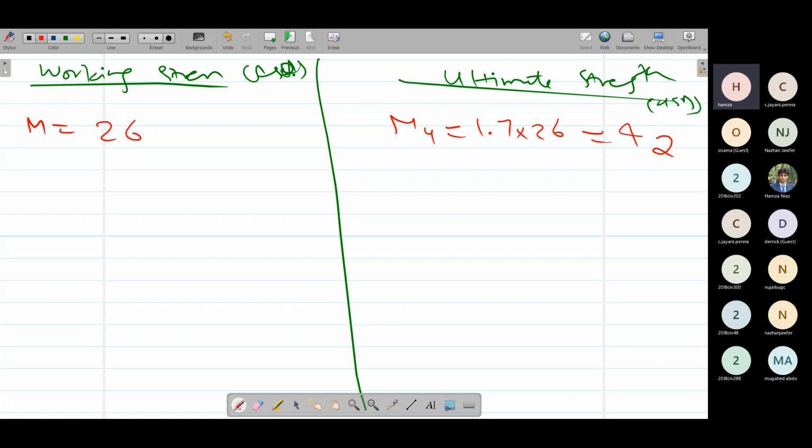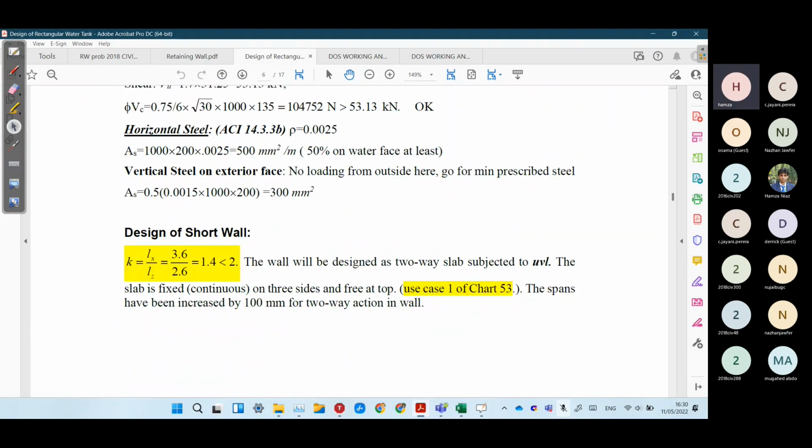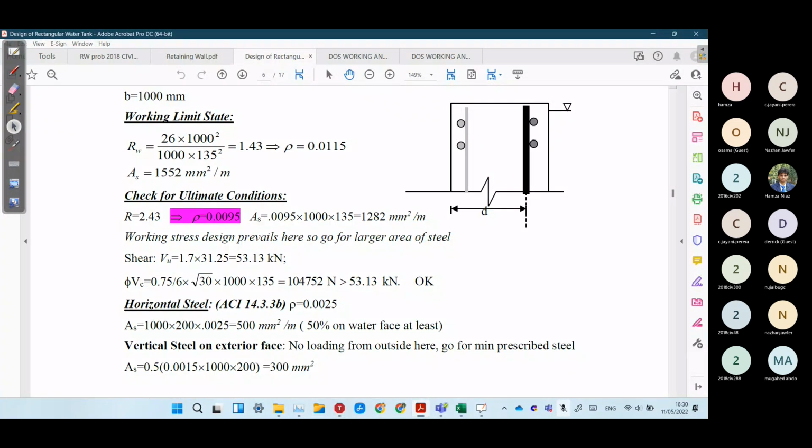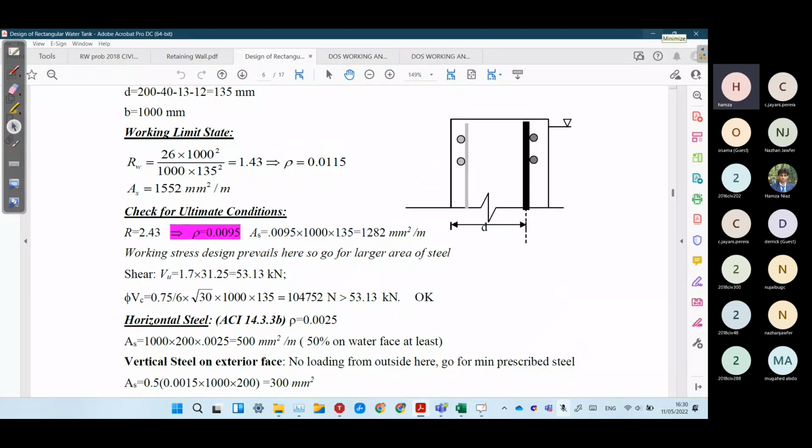Now we are going to design for both these two moments. After calculating these moments, R value is simply M over bd square. We know b, we know d, so we can calculate the R value. R value is M over bd square. For example, the R value for this first steel was 1.43.